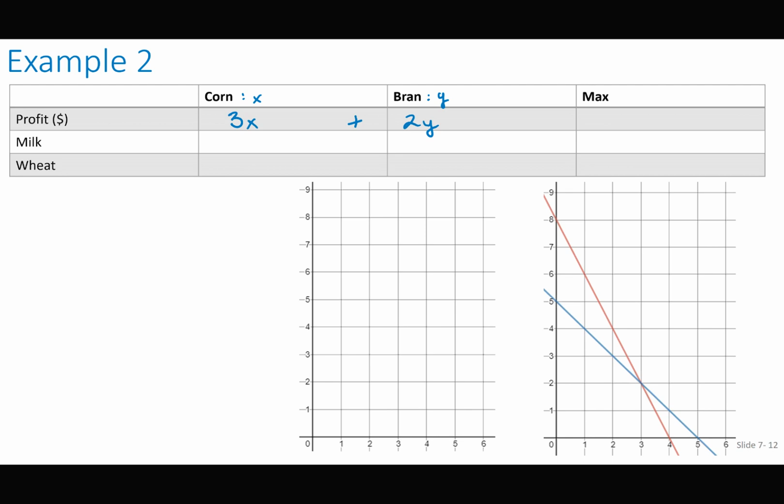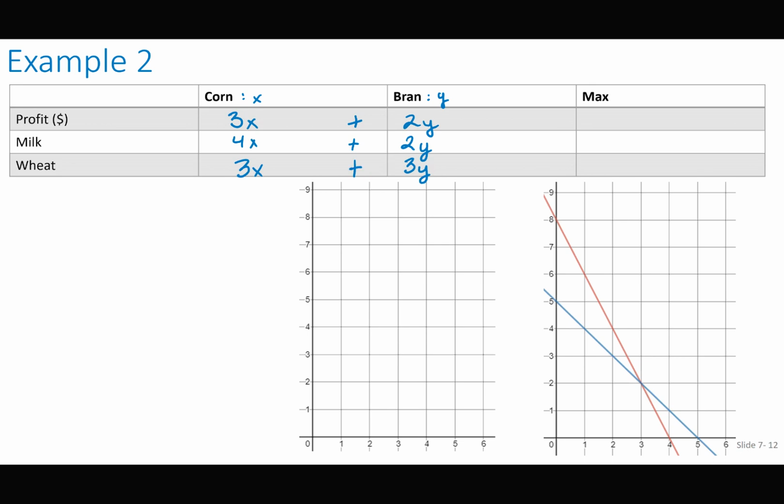Now, for the milk one, we have to look at the milk. Baking a tray of bran muffin takes 2 cups of milk. So pay close attention here. This is 2 cups of milk for the bran, so this is 2y. And then the top sentence, it said 4 cups of milk for the corn. So that's 4x. And then the wheat, 3 cups for the corn, and for the bran, 3 cups of wheat for the bran.